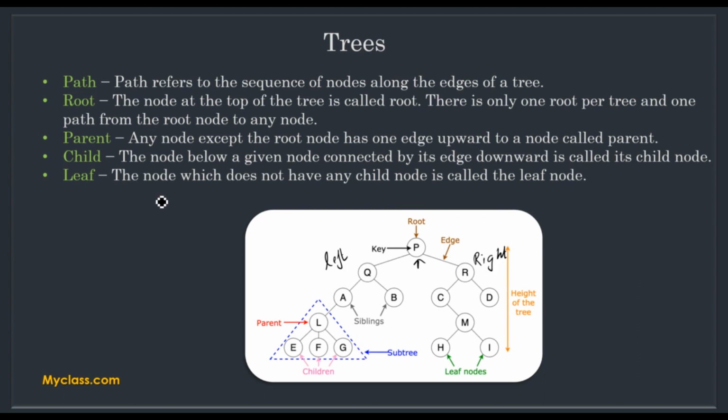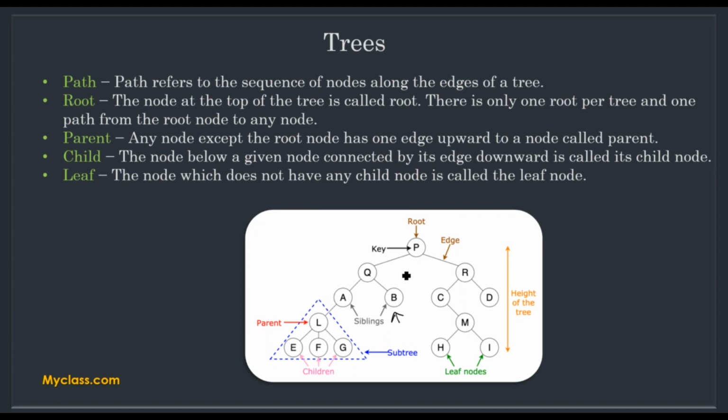Then another term is leaf. A leaf is a node which does not have any child node. When we are checking any node, if there is no downward arrow from that node, see, B does not have any child. Such a node we can call a leaf node. Clear? So this is the root node.